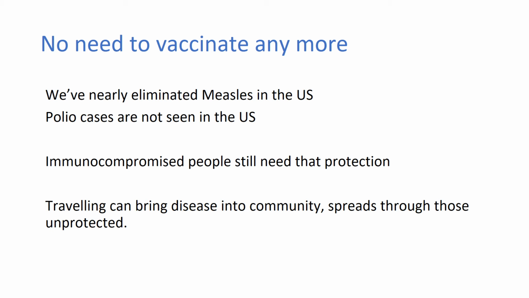One, just because it's not seen in cases doesn't mean it's not present in the environment. And we still have immunocompromised people that need that protection. By vaccinating the general population, we're protecting the immunocompromised people. In addition, there could still be community spread through traveling. These may be coming from areas across the world where immunization is not as common or is not as thorough, and so they may actually bring the disease into the country. And then if not vaccinated, it would spread through our communities.